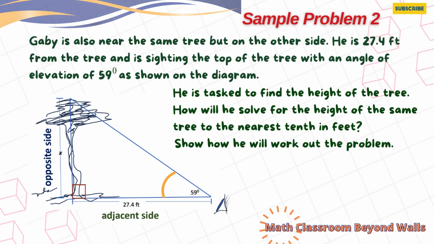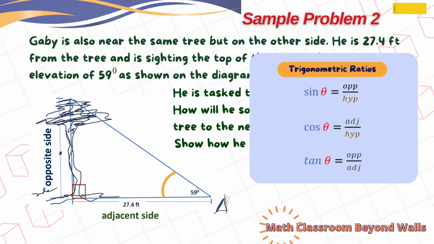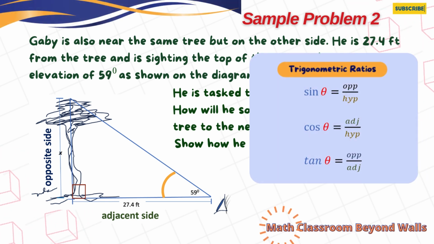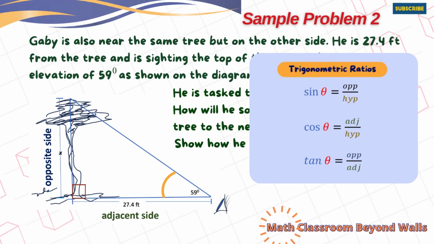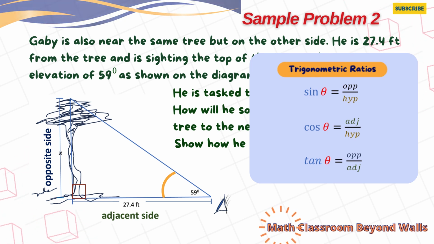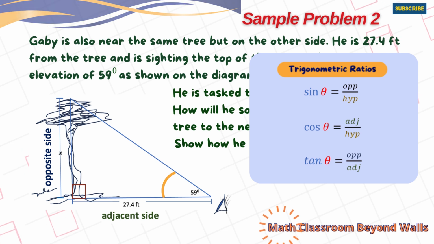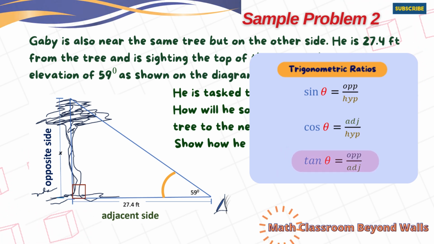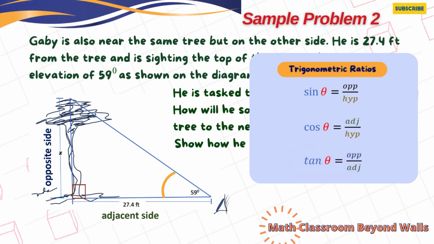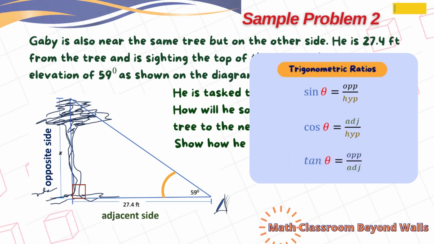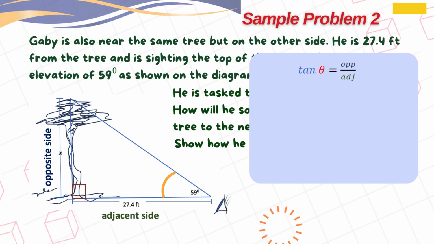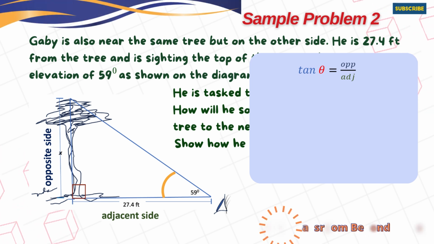Learners, do you recall the three trigonometric ratios? Here again are the trigonometric ratios, where theta is the reference angle. Now, which of the three trigonometric ratios contain the opposite side and adjacent side? You are correct, tangent ratio. So we start by writing the ratio. So tangent theta is equal to opposite side over adjacent side. This is the ratio that will help us solve the problem.